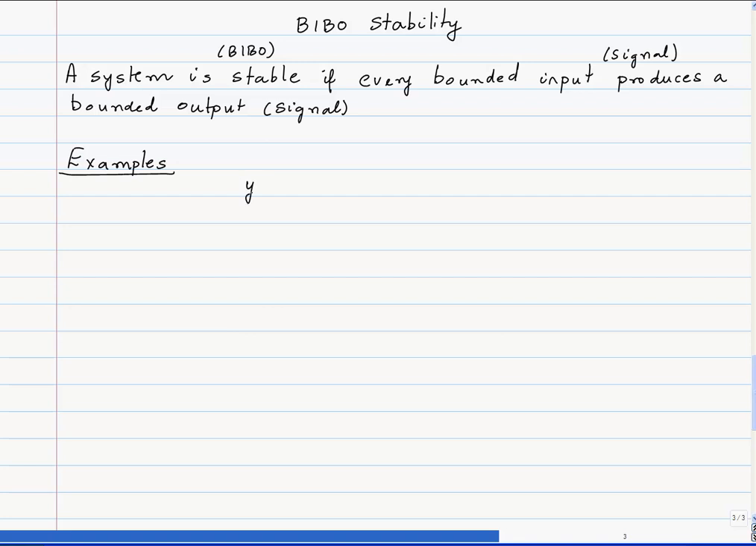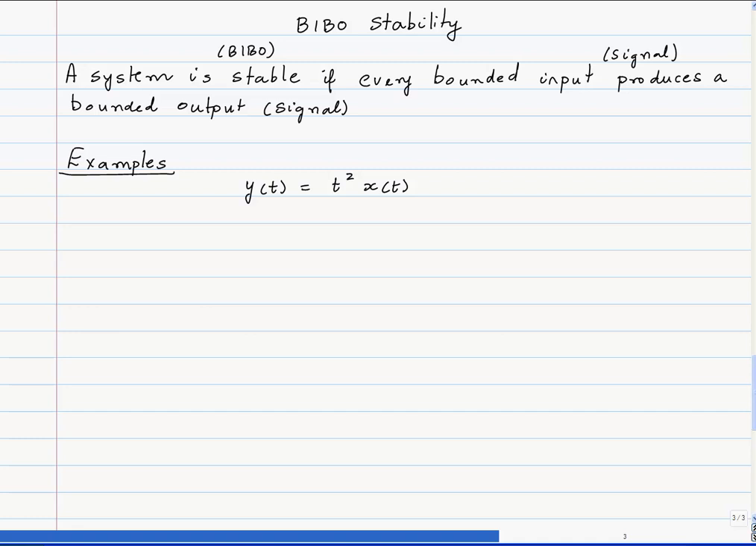So suppose I have the system y of t is equal to t squared times x of t. Is this a stable system or an unstable system? I want to see whether the system is stable or not.